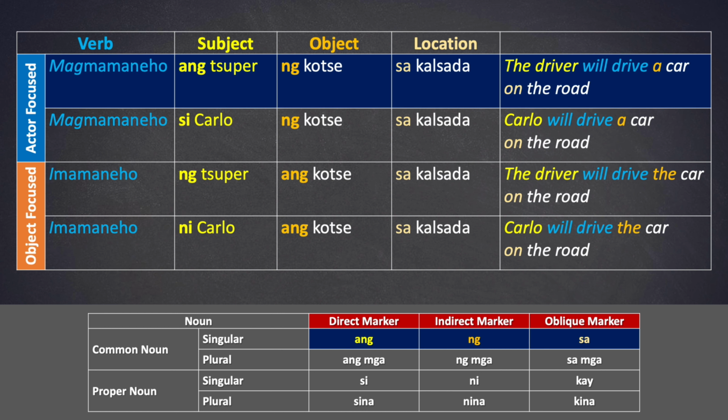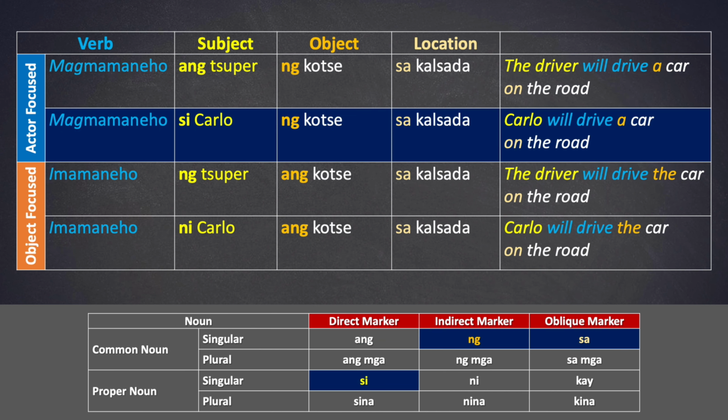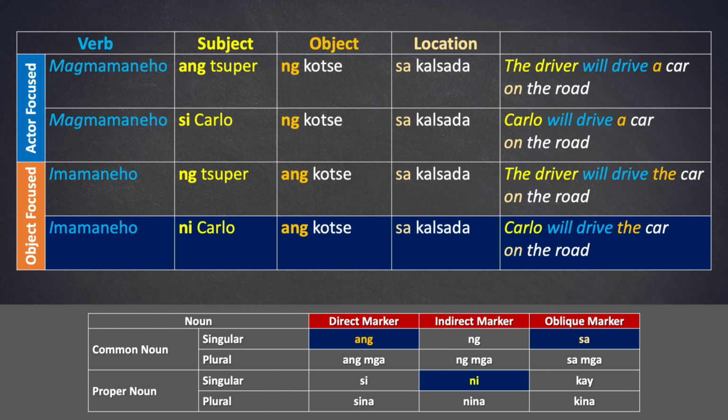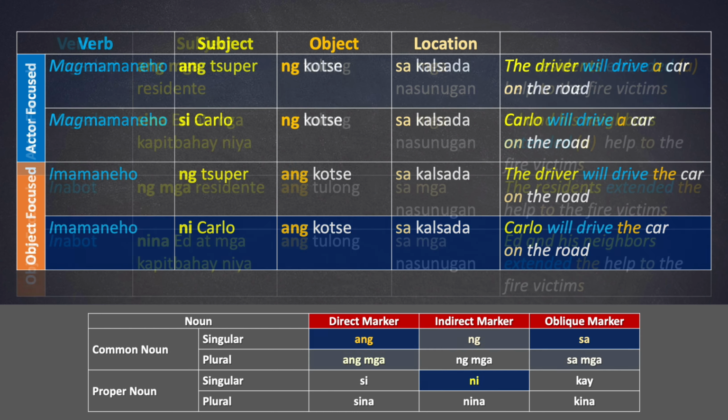Magmamaneho ang tsuper ng kotse sa kalsada. The driver will drive a car on the road. Magmamaneho si Carlo ng kotse sa kalsada. Carlo will drive a car on the road. Imamaneho ng tsuper ang kotse sa kalsada. The driver will drive the car on the road. Imamaneho ni Carlo ang kotse sa kalsada. Carlo will drive the car on the road.